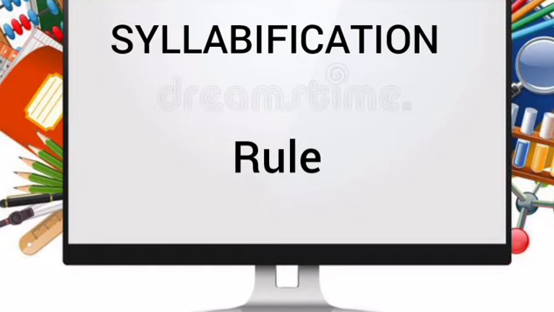For example, rule, R-U-L-E. We are not separately pronouncing E. We are pronouncing rule, so it will be a single syllable. Lake, right? So E is not pronounced separately there.